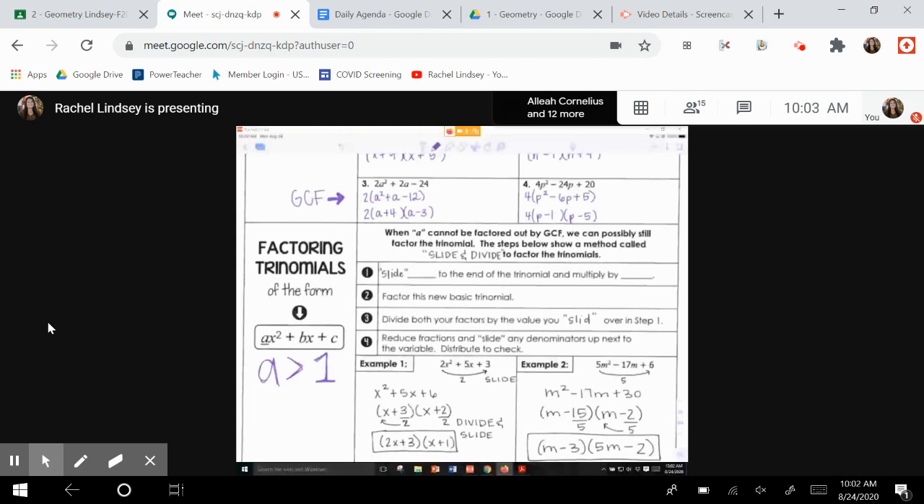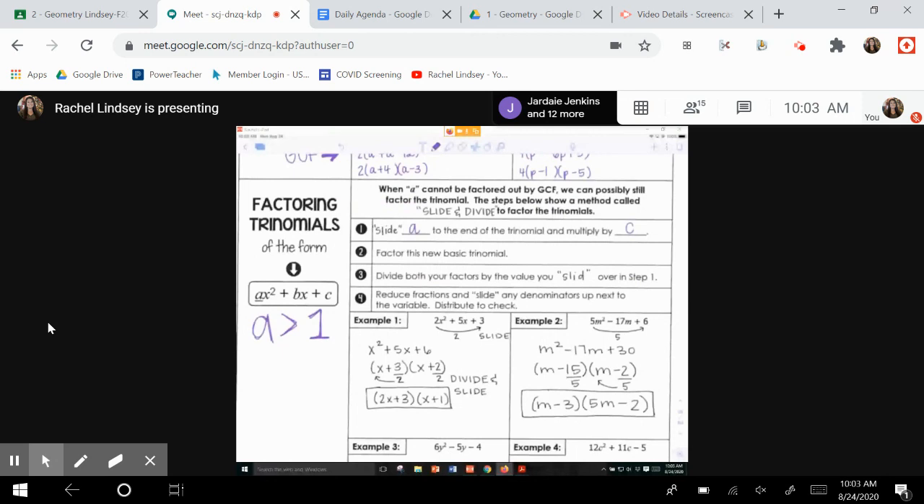So the first thing you do is you slide a to the end of the trinomial and multiply it by c. Then you factor the trinomial like normal, because it'll be a basic trinomial where a equals 1. And then, so we did our slide, then you got to divide what you slid. So we'll divide by whatever that a was, and then reduce the factors and slide any denominators back.